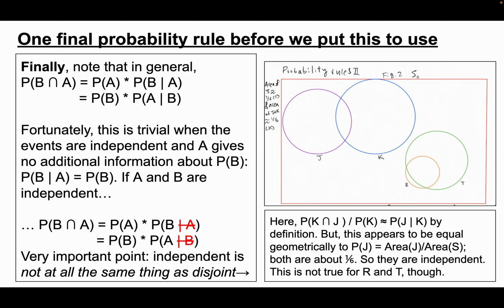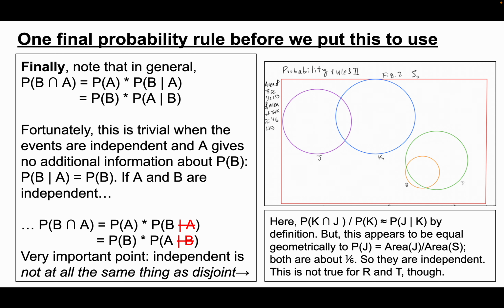So that means that intuitively, knowing K doesn't actually change our overall estimate of J that much. The ratio of the intersection to K is roughly equal to the ratio of J to the entire sample space. And so what that means is that this doesn't really give us a lot more information, and J and K are independent.